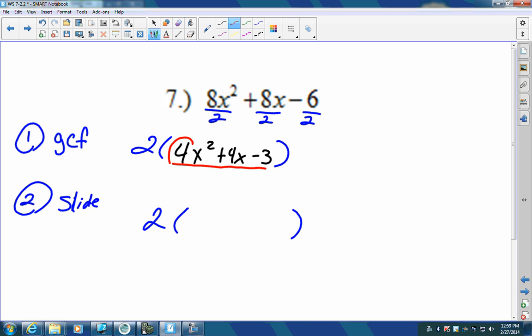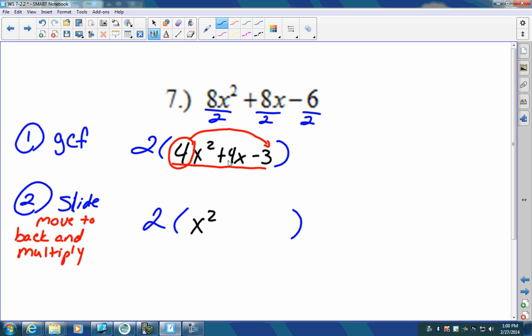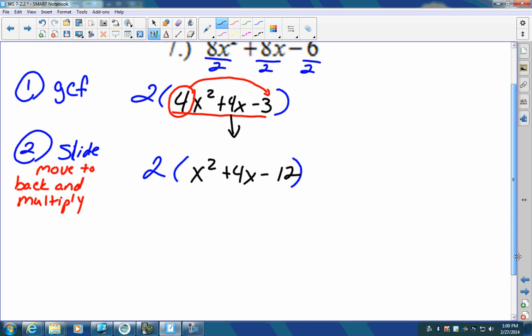You're taking what's in front of the x squared, and I'm sliding it to the back. What the sliding means is I'm going to move it to the back and multiply. So, instead of 4x squared, I want just the x squared. Now, I'm going to bring down this 4x, plus 4x. And then I multiply 4 times negative 3. And what does that give me? 4 times negative 3 is negative 12. I'm doing this because I need my x squared just as an x squared without a coefficient.